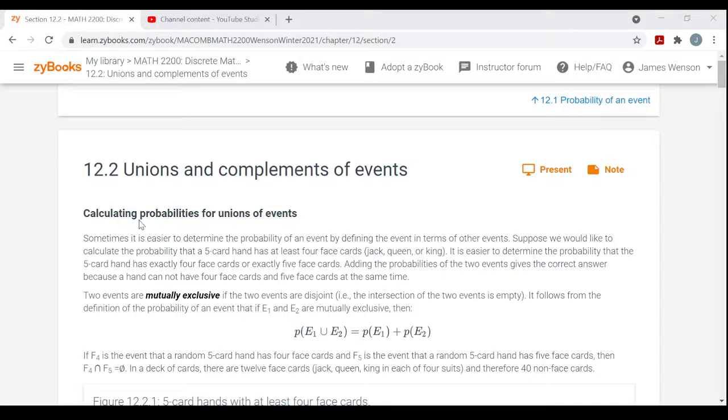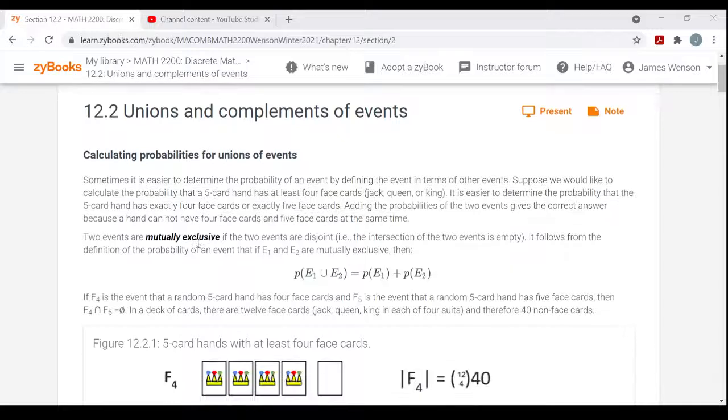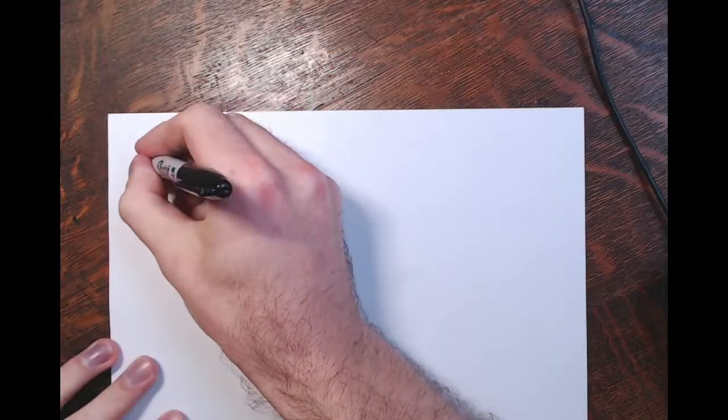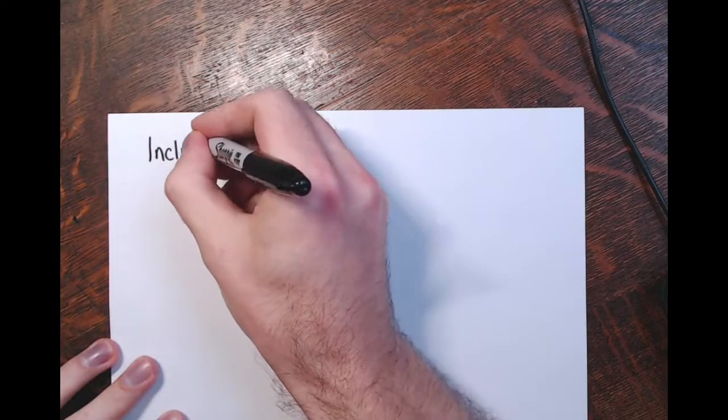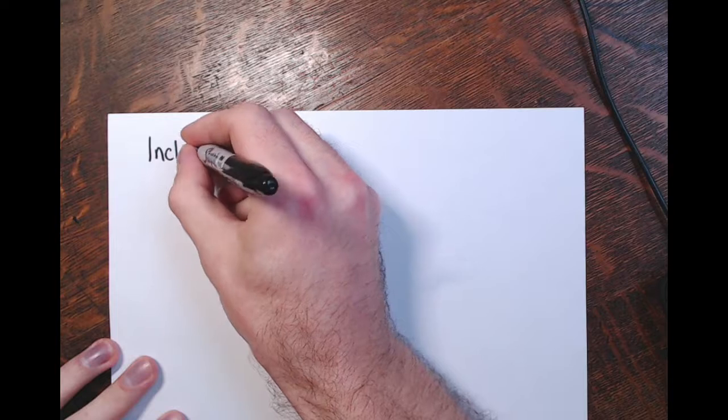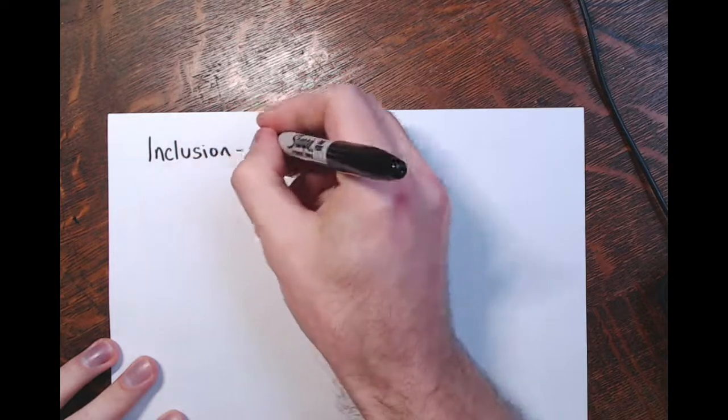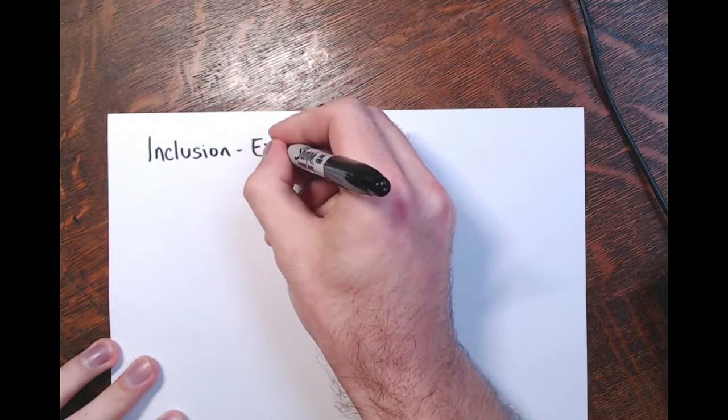So you're calculating probabilities for unions of events. We'll start with unions. Now hopefully you remember the inclusion-exclusion principle. In fact, let me write that down for two sets at least. I think we're only going into two sets in some of these examples. But this is back in chapter 10 on counting. Right, the inclusion-exclusion principle.